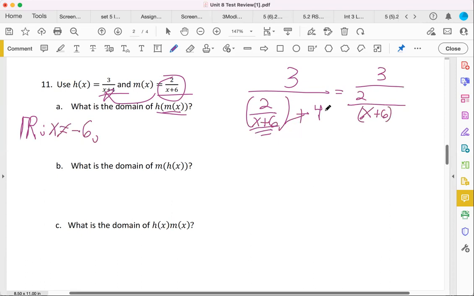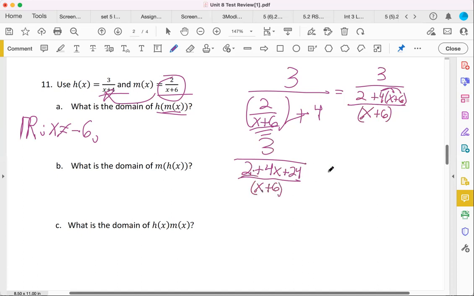But now you have 4 multiplying with x plus 6. I kind of jumped a step here because I'm assuming you know what you were doing in unit 5. You can then distribute the 4. So now if we rewrite this, this is 2 plus 4x plus 24. That's all over x plus 6. What can you simplify here?